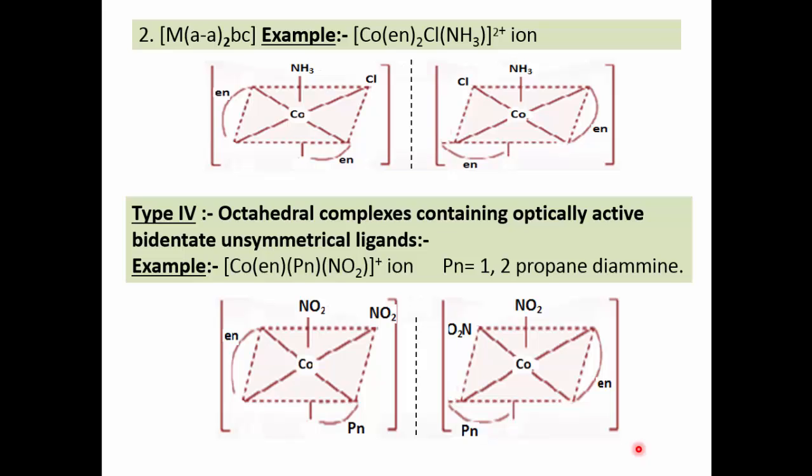There are 4 types in octahedral complexes, which we have discussed in detail. So we stop here. In the next lecture we start a new topic, that is Pauling's valence bond theory.